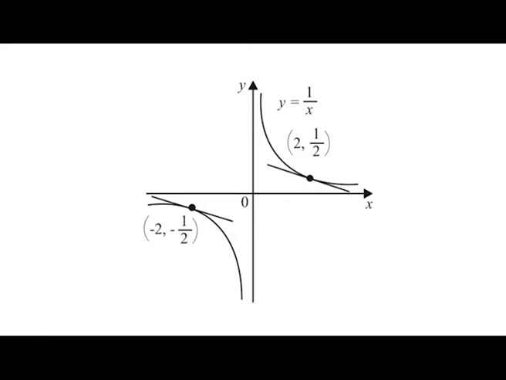Now, let us find where the slope equals -1/4. If the slope of the curve y = 1/x at a point x = a is -1/4, then -1/a² = -1/4. This equation is equivalent to a² = 4. So, a = 2 or a = -2. It follows that the curve has slope -1/4 at the 2 points (2, 1/2) and (-2, -1/2).